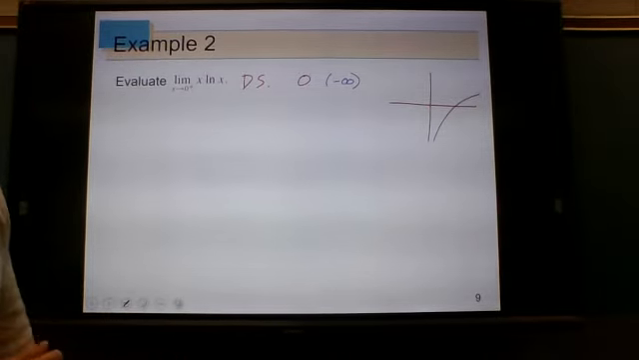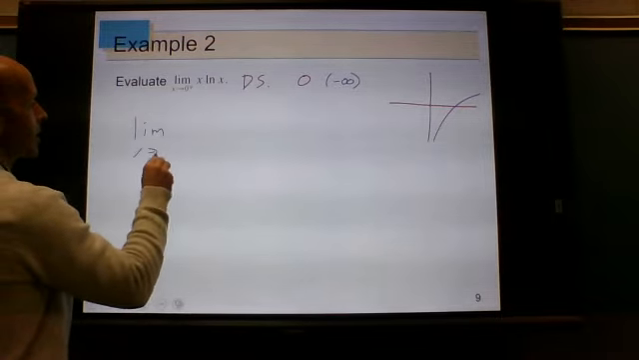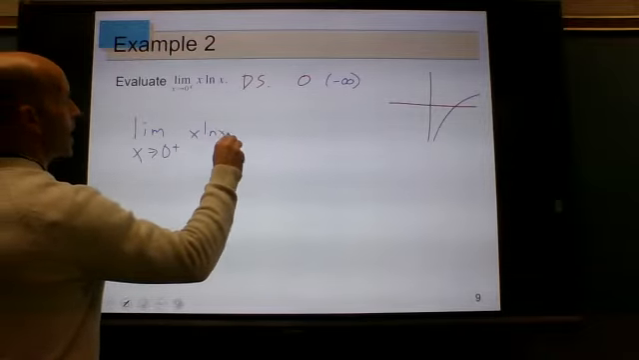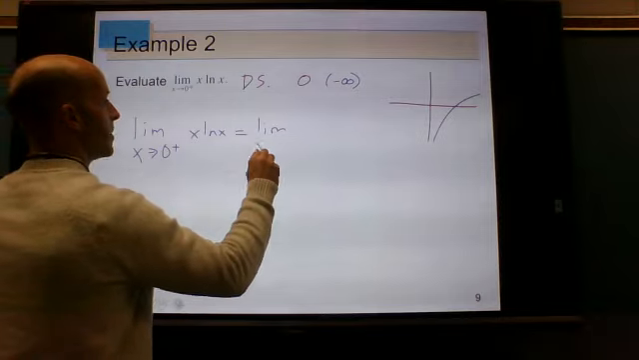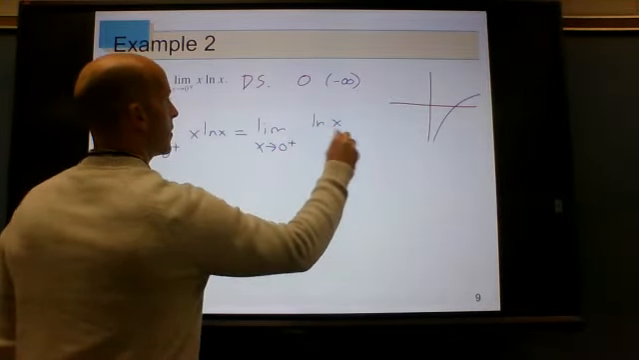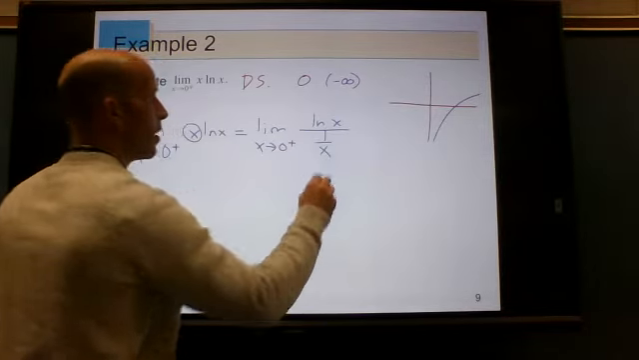So what we're going to do is rewrite this. We're going to take this limit as x goes to 0 plus of x ln of x, and I'm going to write it in a clever way. I'm going to make this the limit as x goes to 0 plus, leave the ln of x on the numerator, and change this x to 1 over x.